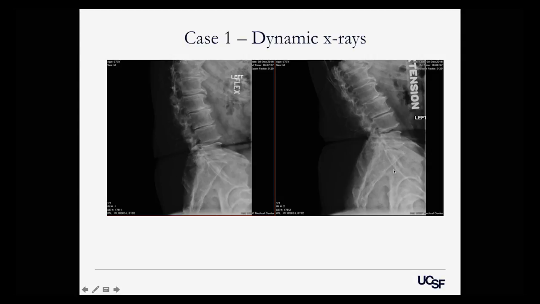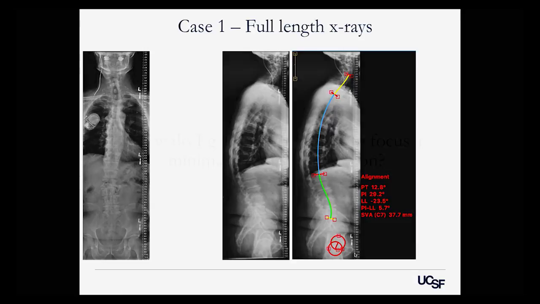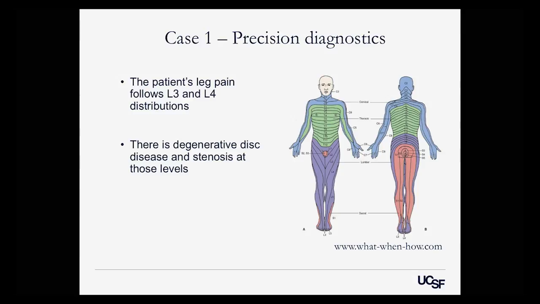However, he's stable. His spine is stable on flexion and extension x-rays. And when we look at his entire spine, he has very, very minimal scoliosis. And actually, doing some complex measurements on his spine that I described to you, he has a very well-balanced spine. So his head is well-centered over his hips and tailbone. So in this case, how can I possibly get more data to help focus a minimally invasive operation and not move towards treating this patient's entire spine when he may not need that? And this is when we start thinking about precision diagnostics.